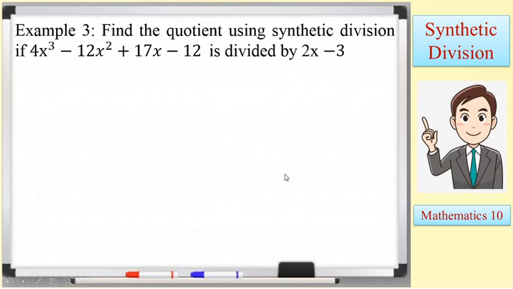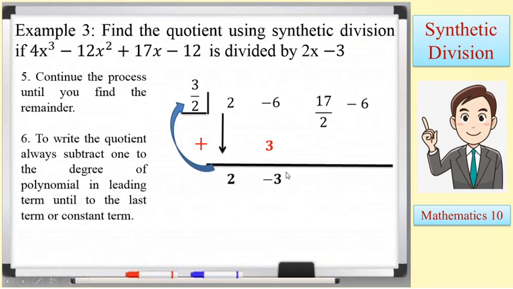Okay? So next step is continue the process until you find the remainder. So next naman is yung negative 3, multiply sa 3 over 2 or sa divisor natin. Negative 3 times 3, the answer is negative 9 over 2. Hindi natin pwedeng gawing decimal yung ating sagot kasi meron tayong fraction na coefficient or dividend, which is 17 over 2. So, yung negative 9 over 2 ay ilalagay natin sa tapat ni 17 over 2.